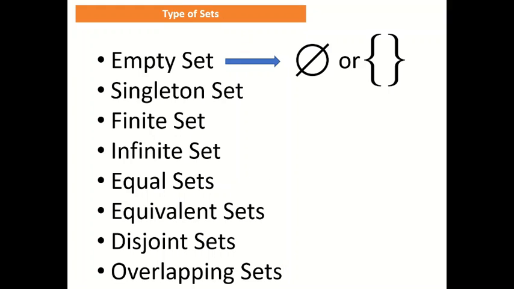So once more, we can recall the types of sets: empty set, singleton set, finite set, infinite set, equal sets, equivalent sets, disjoint sets, overlapping sets. Hope you understood.